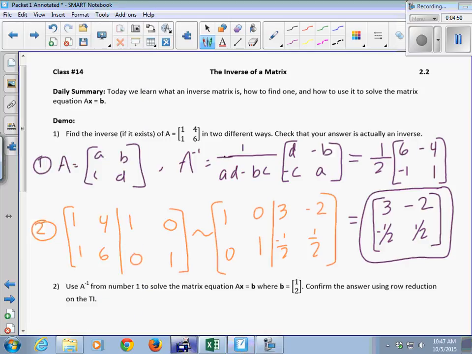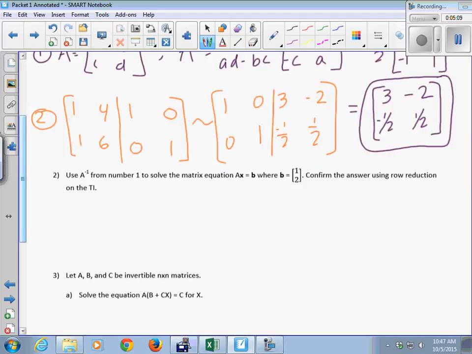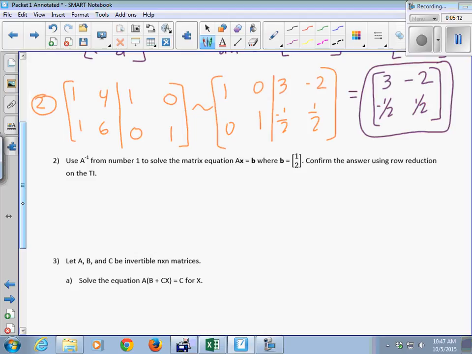So this method works for larger than 2 by 2. If you have a 2 by 2, you can really quickly put in the formula and get the inverse. If you have 3 by 3 or larger, you can do this method: augment with the identity and row reduce. Okay, so now the purpose of the inverse is that it can help me solve the matrix equation AX equals B.